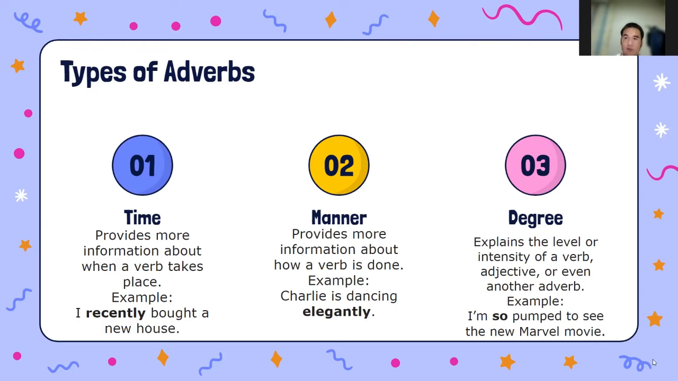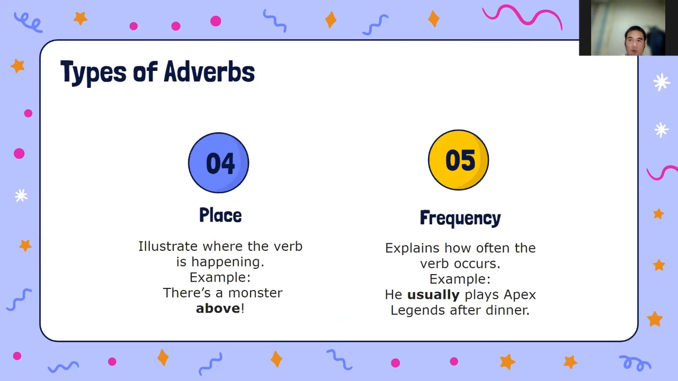The third one is degree, which explains the level or intensity of a verb, adjective, or even another adverb. The example is, I'm so pumped to see the new Marvel movie. The fourth one is place, which illustrates where the verb is happening. The example is, there's a monster above.